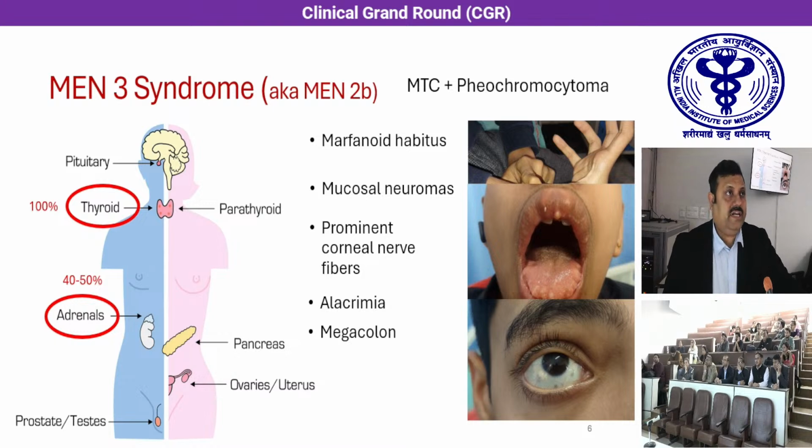Why should a high index of suspicion be there? Because some of them are fatal conditions and some carry poor prognosis. So whenever any of these conditions are encountered, we should try hard to establish a syndromic association.